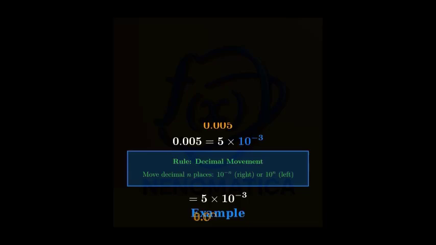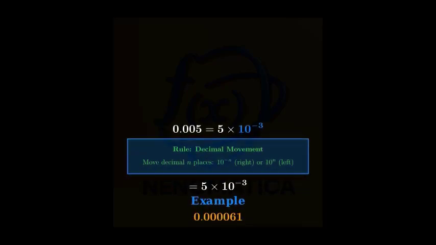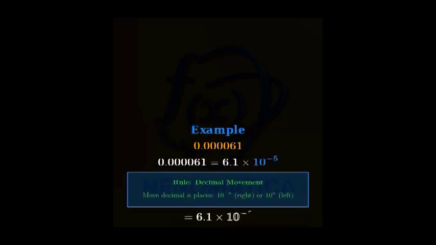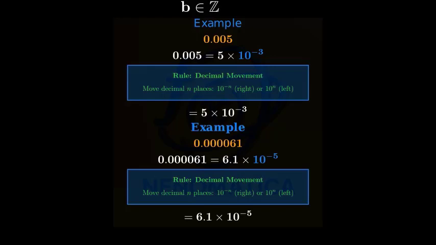Let's move on to our second example, 0.000061. Again, we need to move the decimal point until we have a number between 1 and 10. For 0.000061, we need to move the decimal point 5 places to the right to get 6.1, which is between 1 and 10. Since we moved the decimal point to the right, the exponent will be negative. So 0.000061 in scientific notation is 6.1 times 10 to the negative 5.